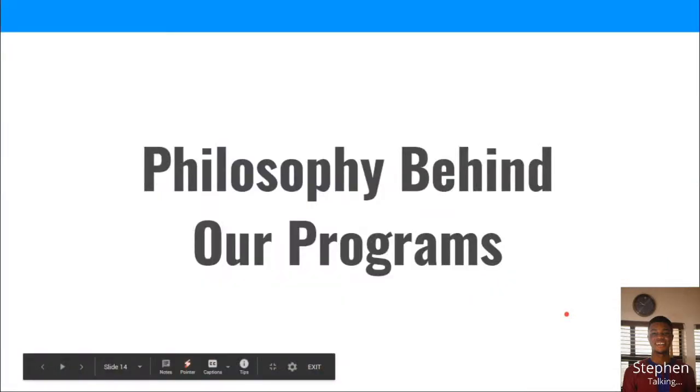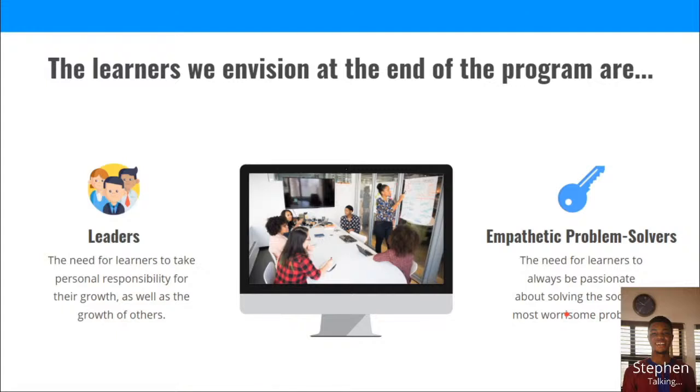So, philosophy behind our program. There are two things we believe. Every learner at the end of our programs must have two key qualities, and that's the leadership quality, because everything we plan our programs around is about the need for learners to take personal responsibility for their growth, and not just that, equally for the growth of others, because we're looking at building competency. It has to be that somebody can do stuff, right? But you need to make sure that you can do stuff collaboratively. You can collaborate with other people well, and not just work in silos. So that's what we look at as a community for most of the programs we plan.